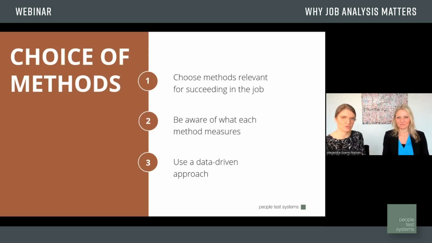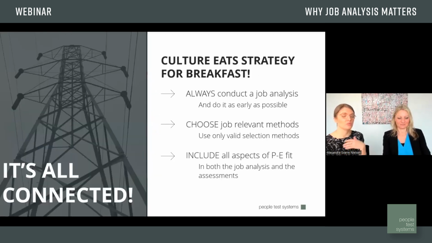All right, we are reaching the end of the presentation. I've monitored, and there have been no questions so far. But the things that we want you to take away from here are: always conduct a job analysis, I think we've said it tons of times, and do it as early as possible. Choose the relevant methods and make sure that they are valid as well. And include all aspects of person-environment fit, so not just the job, but look at the organization and the team as well.